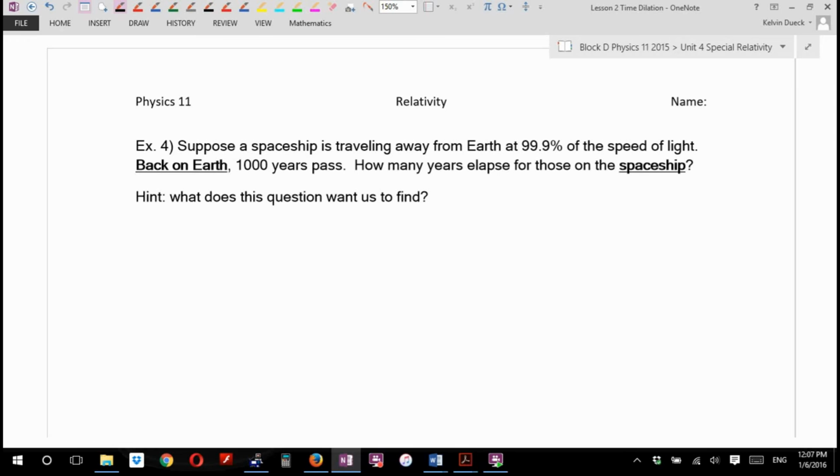What's this question asking me to find? I'll give you a hint. Time. Which one? T0. So let's do our DFIC approach again. T0 equals question mark. So what's that 1,000? The regular T, time back on Earth. V is 99.9%, but I can't use that. I need to change that to a decimal. What's 99.9% as a decimal? 0.999 of c, because it's of the speed of light.